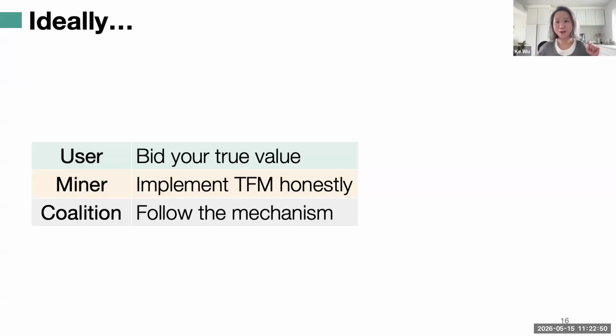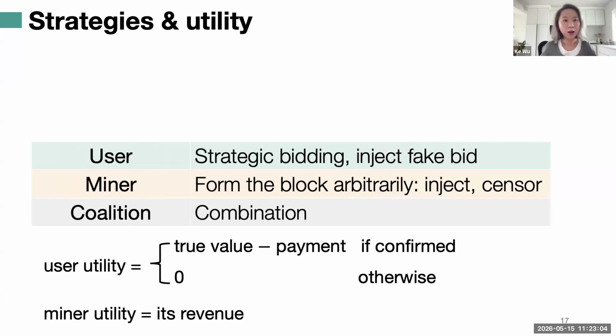If not, because I'm going to be a little bit formal here. As I mentioned, among possible strategies, honest behavior maximizes my utility. Okay, then what are the strategies? What is the utility? So the strategy space is the following. The user can just strategically bid. For example, I can overbid, I can underbid, as we saw in the earlier example. I don't need to bid my true value.